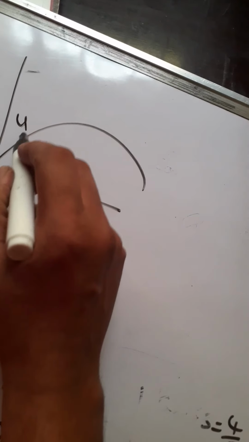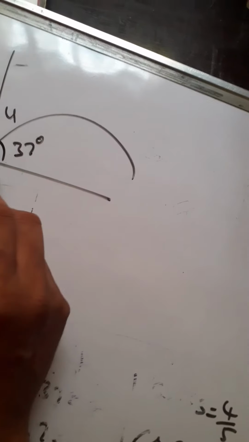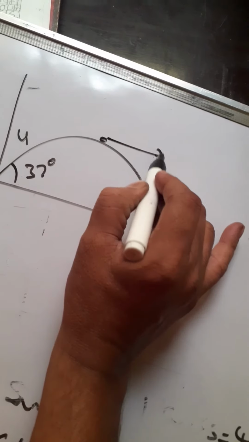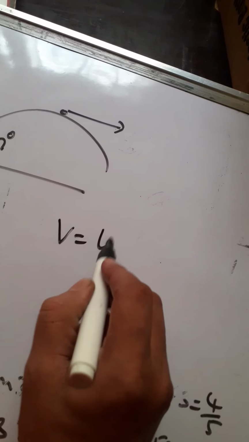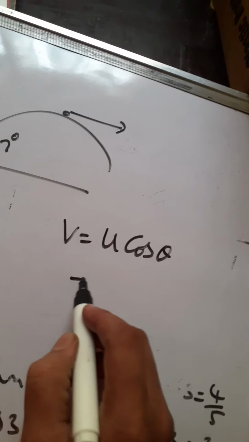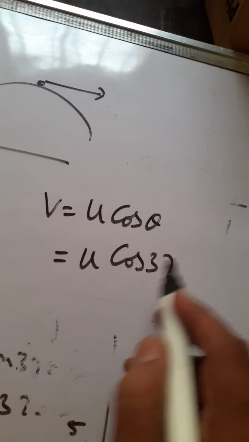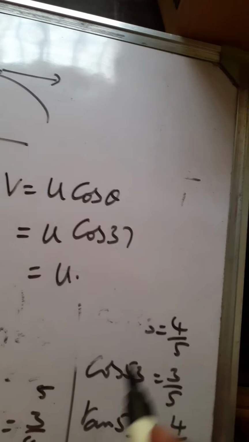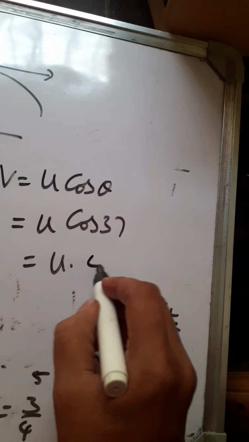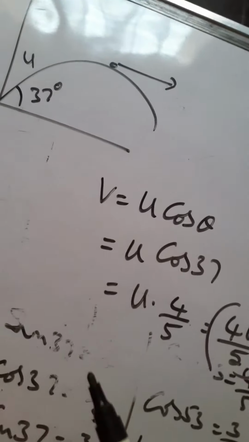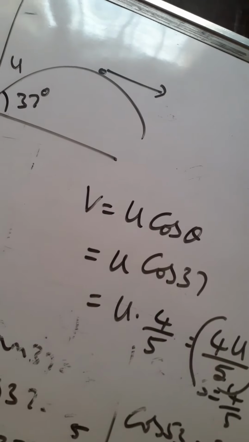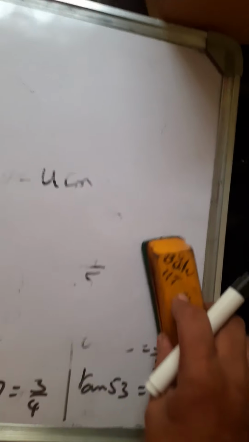Example. A body is projected with velocity u making an angle 37 degrees with the horizontal. Find the velocity at maximum height. The velocity of the body at maximum height is u cos theta. That means u into cos 37. What is cos 37? 4 by 5. So the answer is 4u by 5. If you don't know cos 37, you are unable to do this problem.